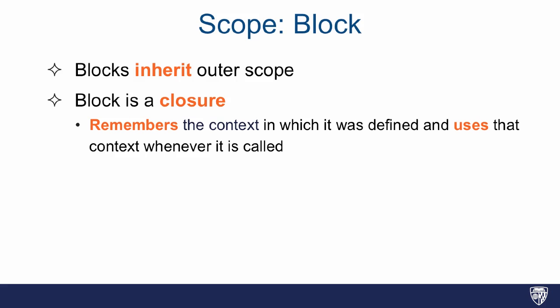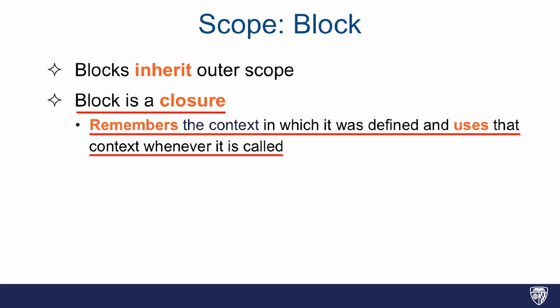Now we move on to the scope of blocks. Blocks are not like methods, so the variables in the blocks actually inherit the outer scope. And this is beyond this lecture, but a block actually is a closure. It remembers the context in which it was defined and uses that context whenever it is called.